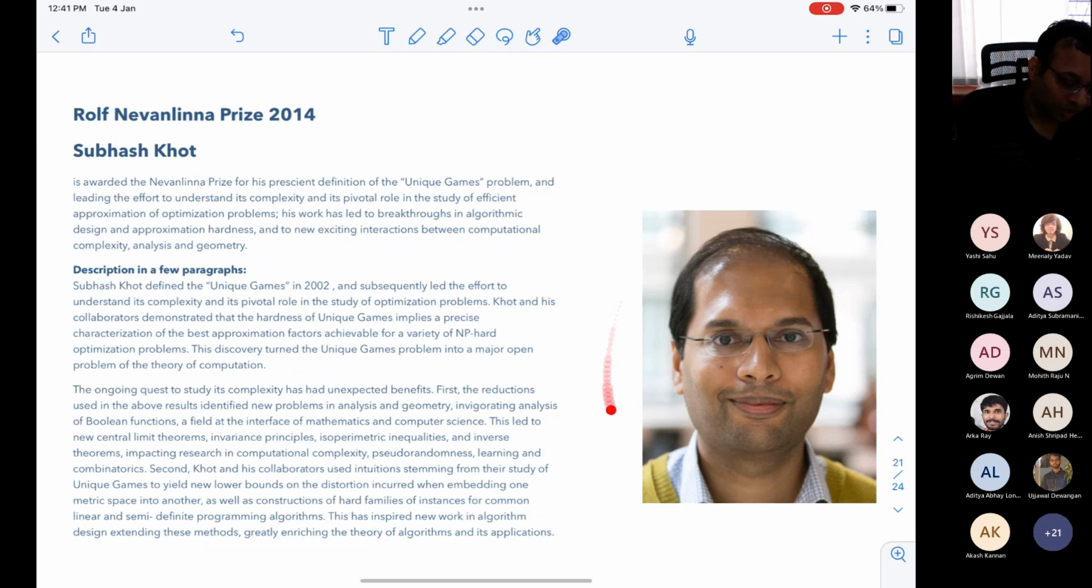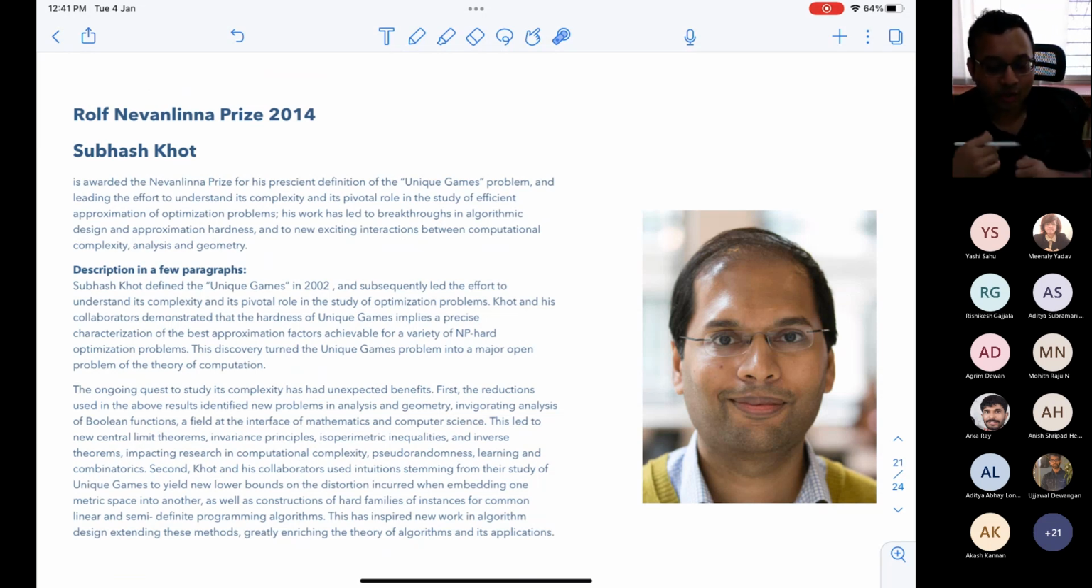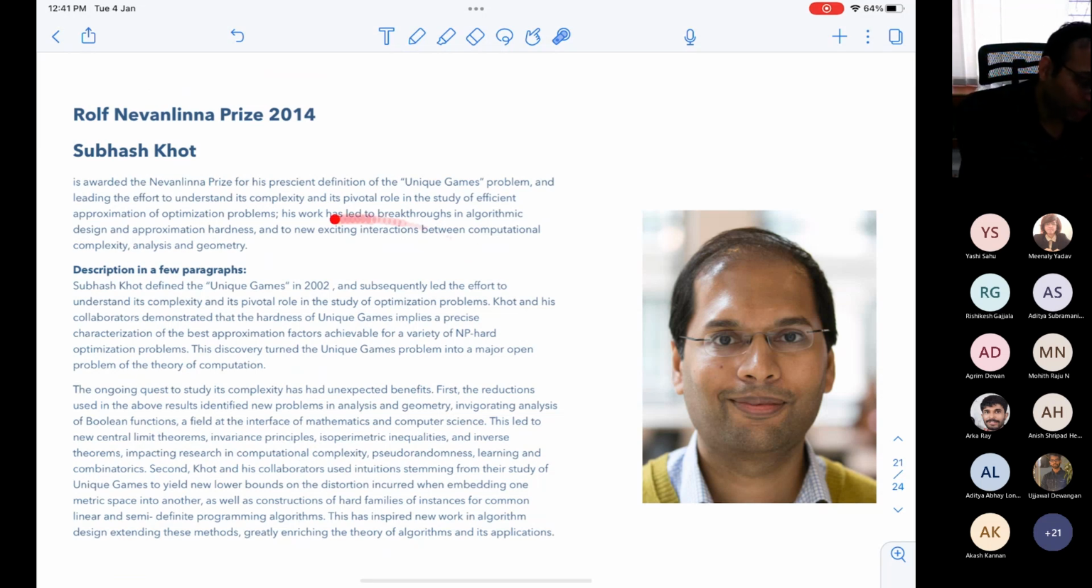For example, Subhash Khot got the Rolf Nevanlinna Prize in 2014. He's another AIR one from IIT Delhi, 1994 or 95. He got the award for the definition of the unique games conjecture. Basically he proposed a problem, gave a conjecture, and showed the connection of that problem with many other problems. That is his contribution. The Nevanlinna Prize is like the Fields Medal for computer science. Under 40, it's given once in 4 years.